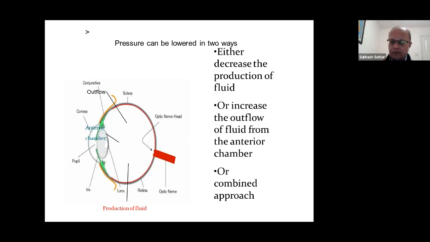Now, pressure can be lowered in two ways: either decrease the production of the fluid or increase the outflow of the fluid from the anterior chamber, which shows in the diagram here. So this is the ciliary membrane where the fluid comes in, and this is where it goes out, from the anterior chamber. And there is a combined approach of joining both the drugs together to help maintain the pressure in the eye.